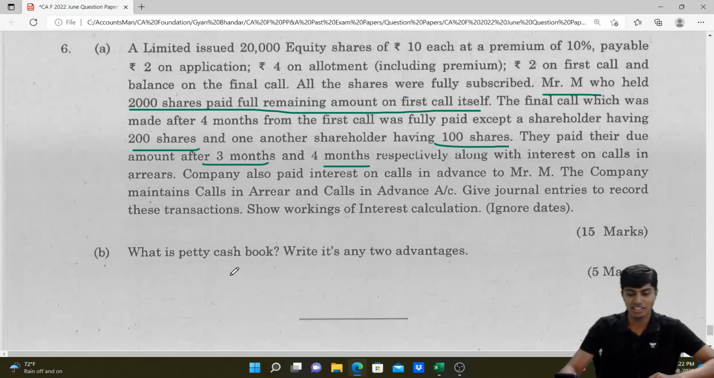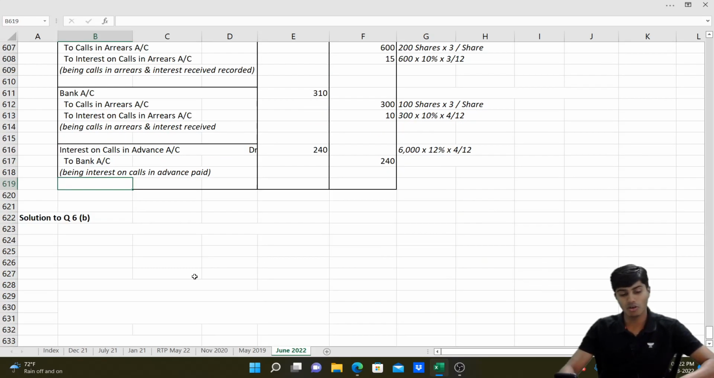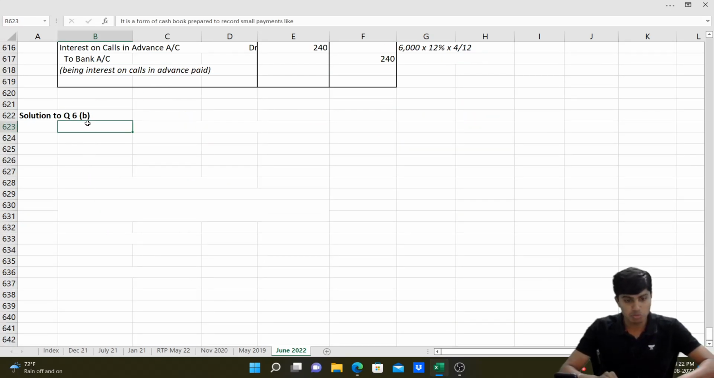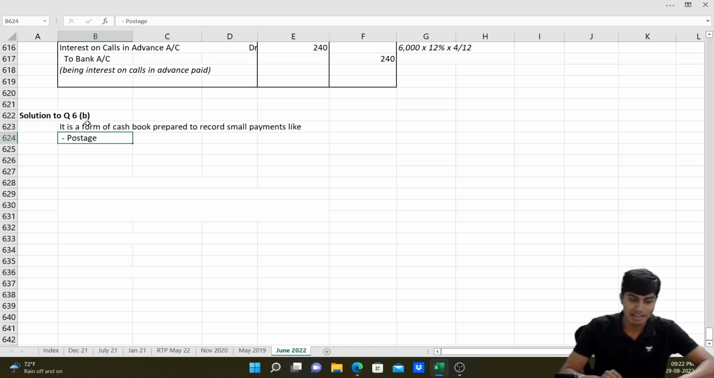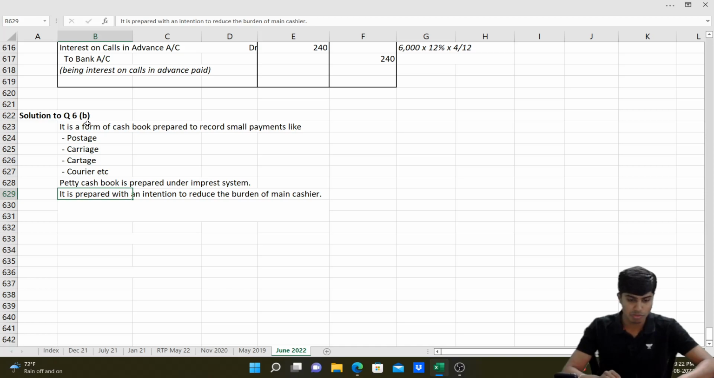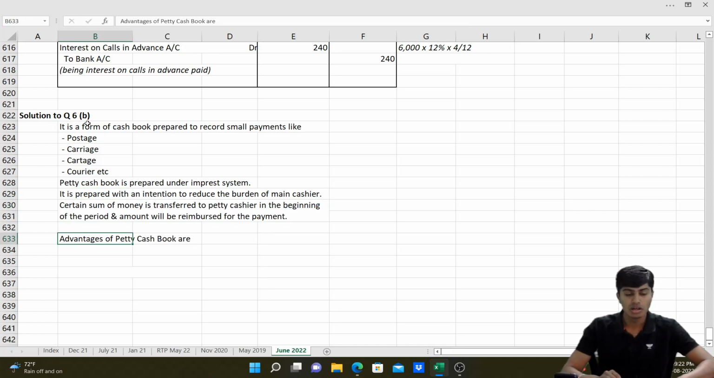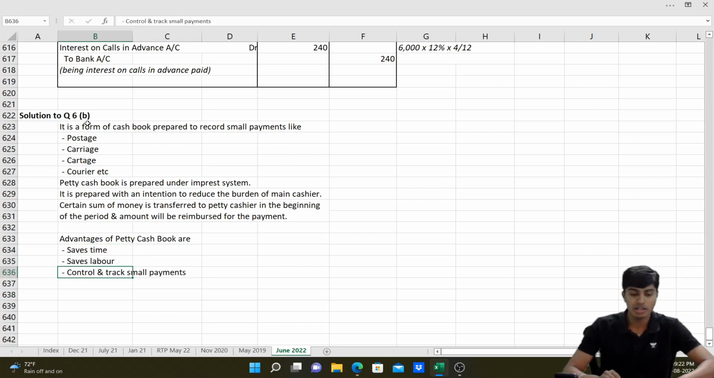It's actually teeny tiny because they've asked what is petty cash book and write any two advantages. I'll write all of them that's there in the material. Petty cash book is a form of cash book which comprises all small payments like cartage, coolie, postage, and courier, etc. This is prepared to save the time and burden of the main cashier, to have better time control and management of cash, isn't it? It saves time, it saves labor, and it controls and tracks small payments.